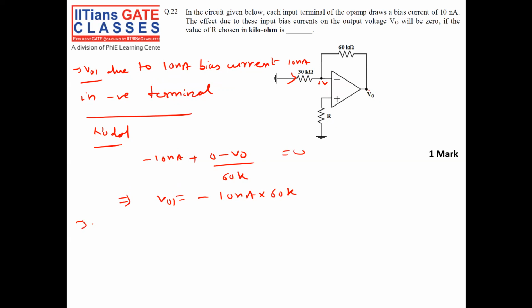Now let V02 be the voltage due to the bias current in the positive terminal.